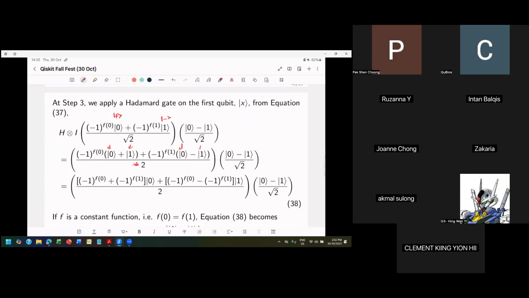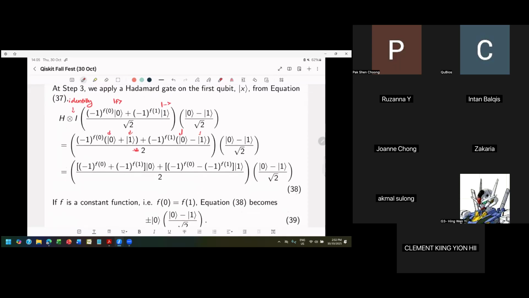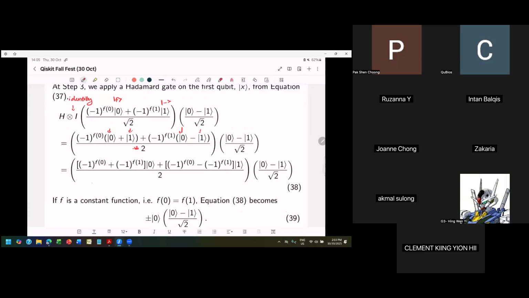This is identity. So basically what it means is that you do nothing to the second qubit and you do Hadamard to the first qubit. Okay, from equation 38, what can you say when f0 equals f1? That is, f is a constant function.